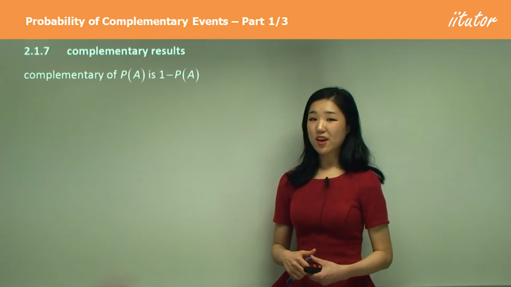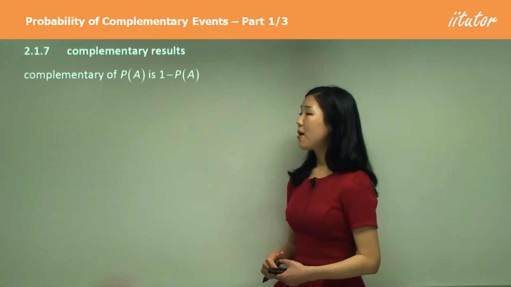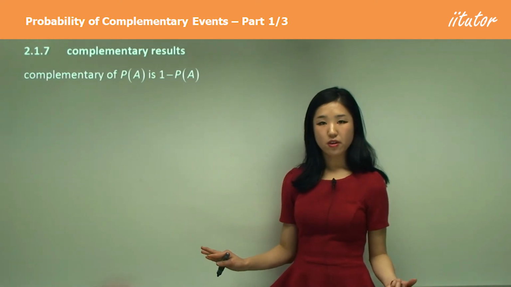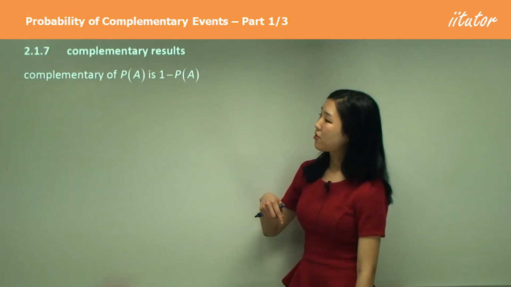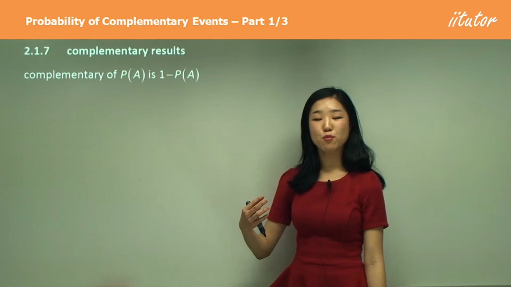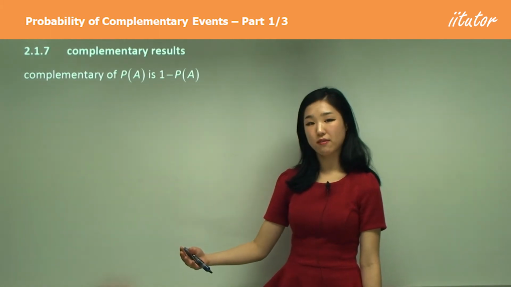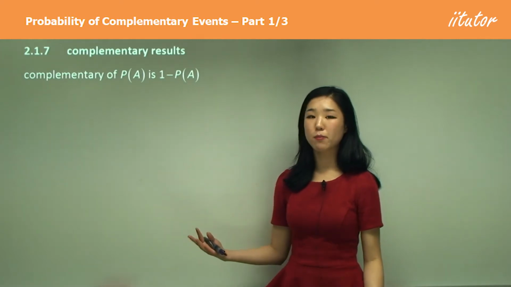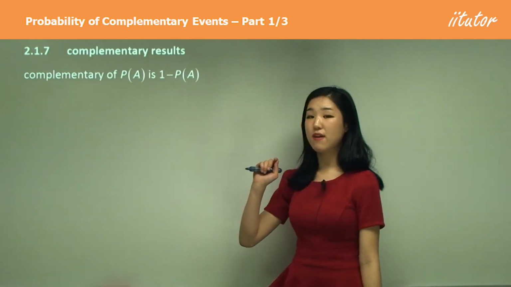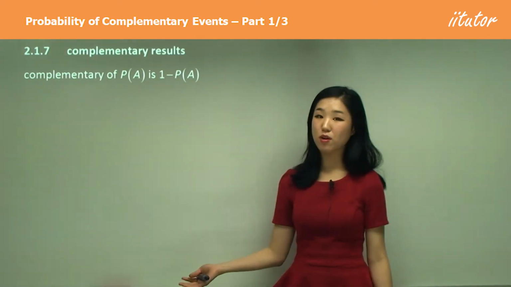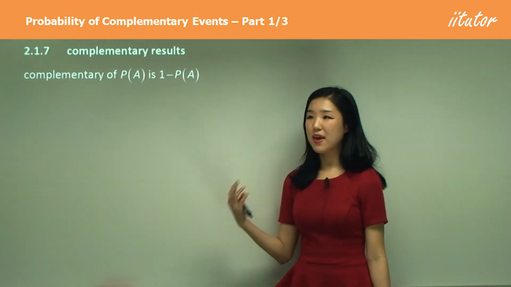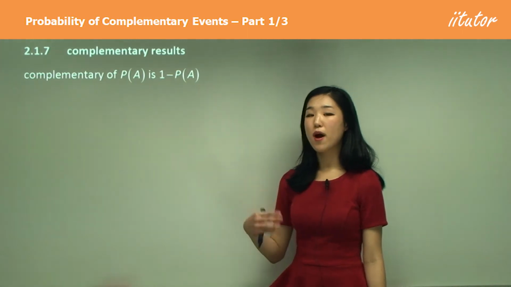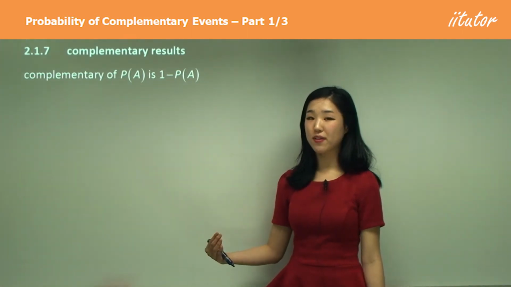Now we're going to be looking at complementary results. Complementary results are results that are opposite of each other. For example, the complement of the probability of A will be 1 minus the probability of A, because 1 is the total probability. 1 is the entire probability, so if I subtract the probability of A from 1, the remaining is what I'll get. Say, for example, if P is the probability of surviving, of living, then 1 minus P will be the probability of dying.